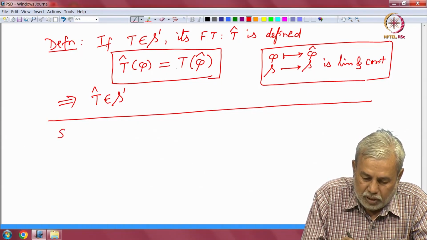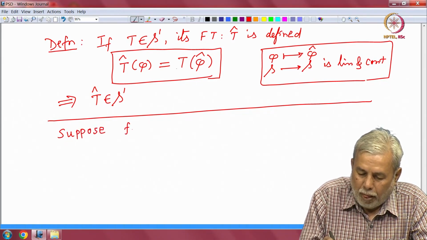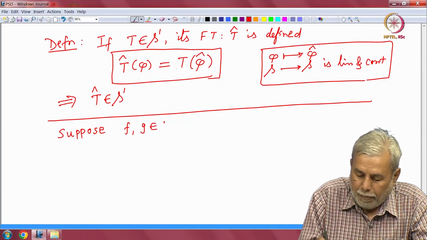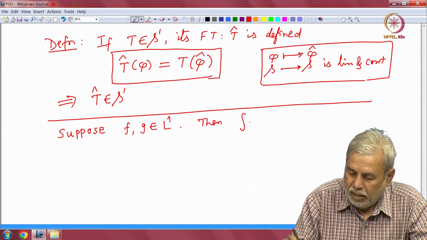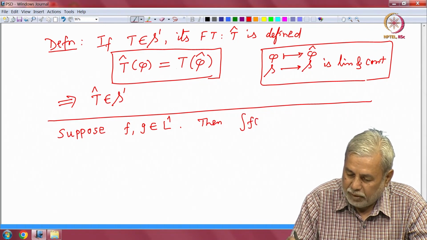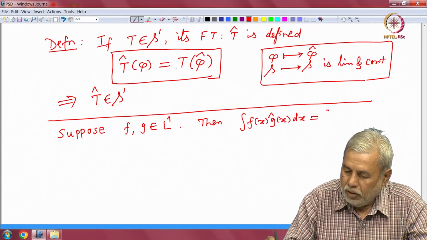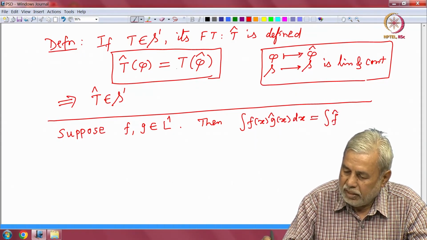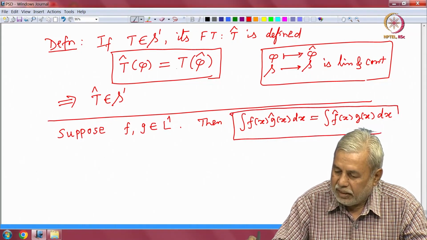So suppose f and g are L1 functions. Okay. Then the integral of f ĝ(x) dx equals the integral of f̂(x) g(x) dx. So, a very good application of Fubini's theorem. I will just leave it as an exercise.